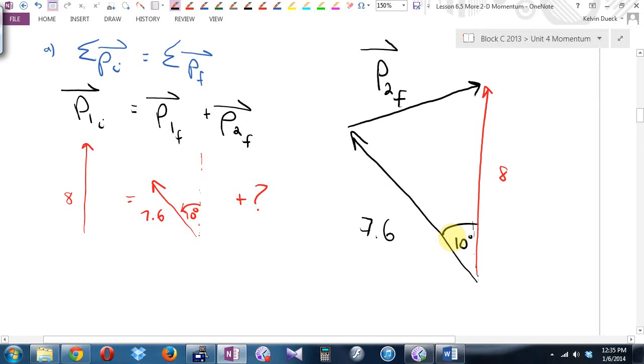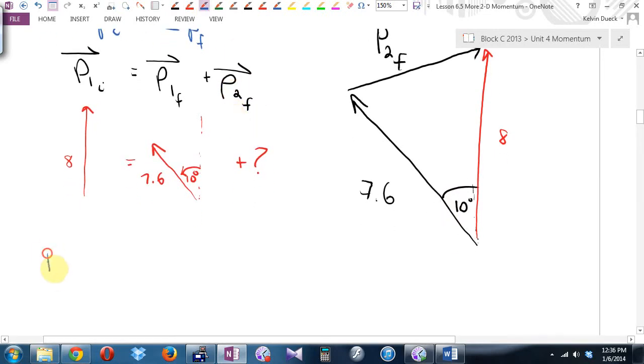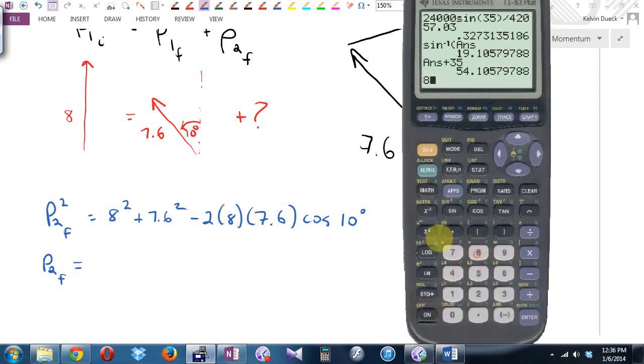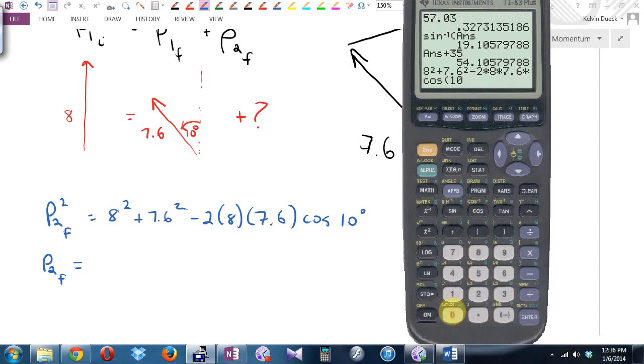Sine law? Cos law? Cos law. Definitely not SOHCAHTOA. It's going to be momentum 2 final squared equals 8 squared plus 7.6 squared minus 2 times 8 times 7.6 times the cosine of 10 degrees. Oh! Square root. 1.41682.